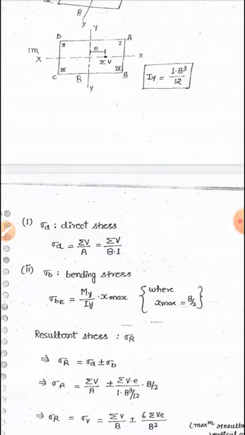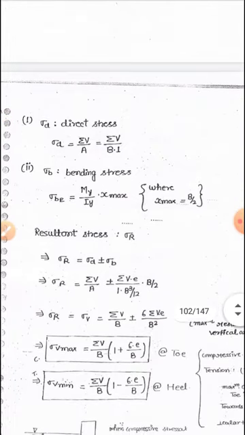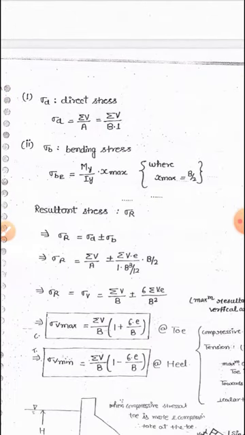Direct stress sigma d is equal to sigma V by A, where A is the area of the gravity dam, and the value of this area will be B into L, where L is equal to 1. The length of the gravity dam may be taken as 1, because all the forces acting on the gravity dam are calculated per meter length of the dam. Now the second one is bending stress.